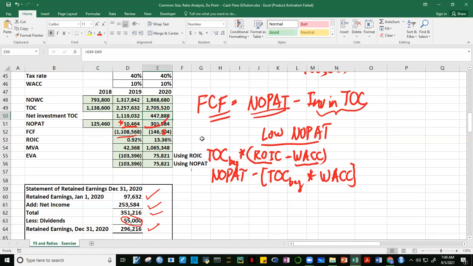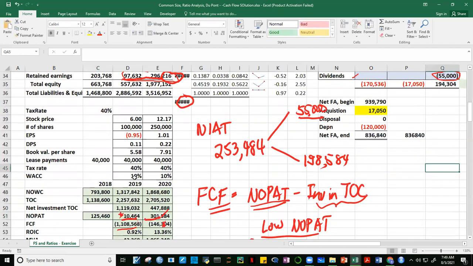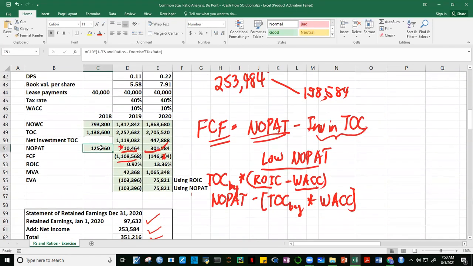All right. And then we compute for the operating profit, net operating profit after tax, which is, anong formula nito? NOPAT is simply your EBIT times 1 minus tax rate. So dito, nag-create ako ng, meron na pala ditong tax rate, naglagay pa ako dito. But what I did was to give this a name, tax rate. Linagyan ko siya ng pangalan. Okay, so that ang naging formula natin ng NOPAT is simply your EBIT times 1 minus tax rate.